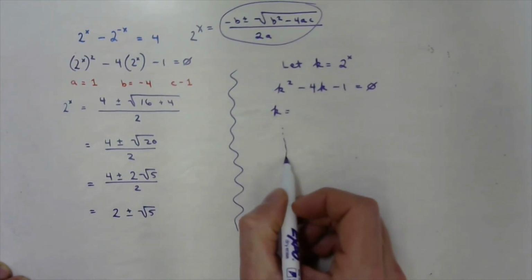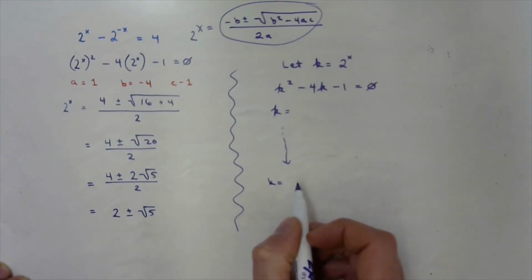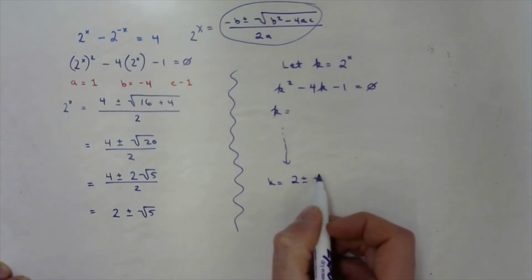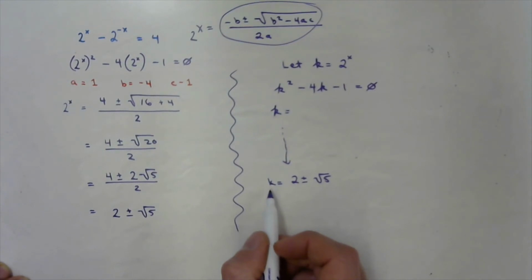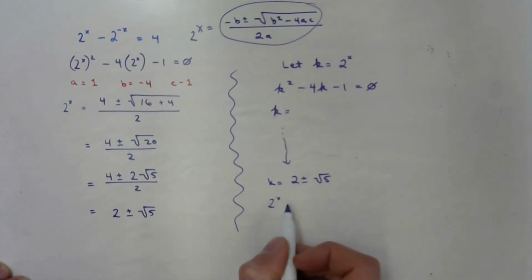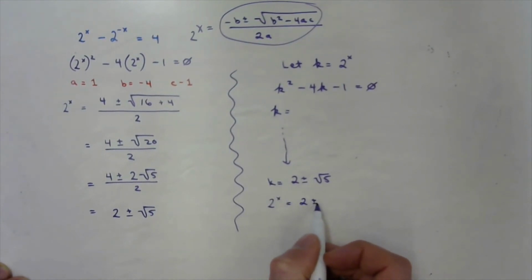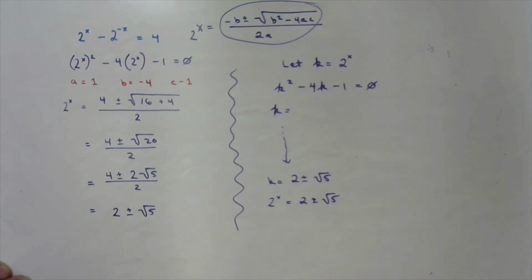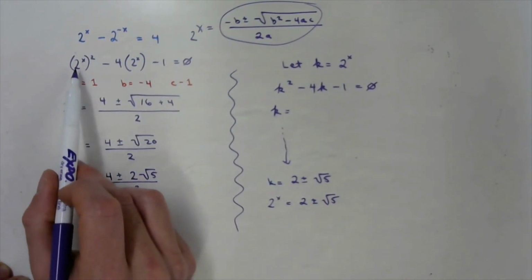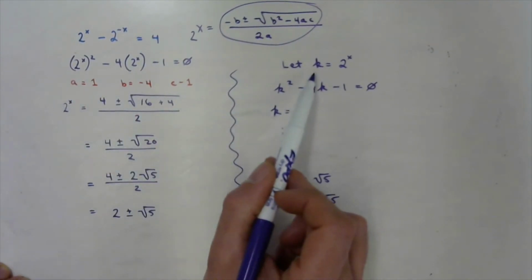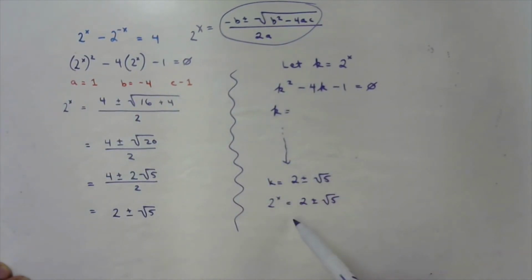And then at the end, you'd get this exact thing. You'd get k equals 2 plus or minus square root of 5. And then you'd have to remember that actually k equals 2 to the power of x. So you'd still have to write 2 to the power of x equals 2 plus or minus radical 5. Okay, if that's helpful for you, if it's hard to visualize 2 to the power of x as your variable, then just sub in k for the time being, and make sure you sub it out again when you get to the bottom.